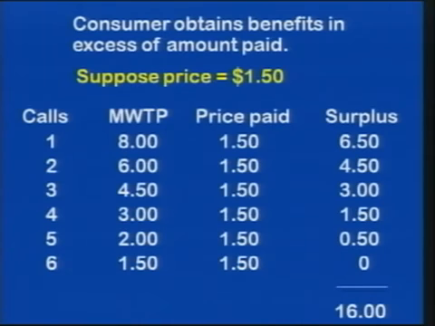Okay? The benefit that the person obtains is not the sum of their willingness to pay. That's how much they're willing to pay, but they do have to pay something. So you could think of the total benefit as the sum of the willingness to pay minus the sum of what they actually have to pay, which gives you the total consumer surplus that they obtain in the market.